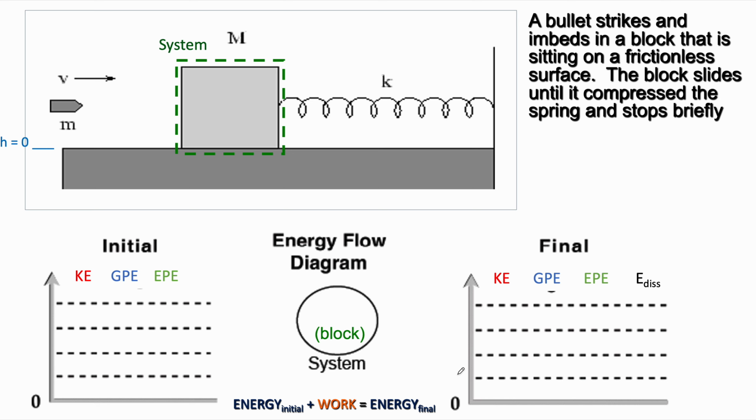However, at the end, what does it have? And I don't want to redraw it again, but if you remember, it stops briefly, so it has no kinetic, it has no gravitational, and it has no elastic, because all the elastic potential energy is stored in the compressed spring. What does it have? It does have a little bit, it gets warmed up. Remember I told you as a bullet runs into it, it heats up.